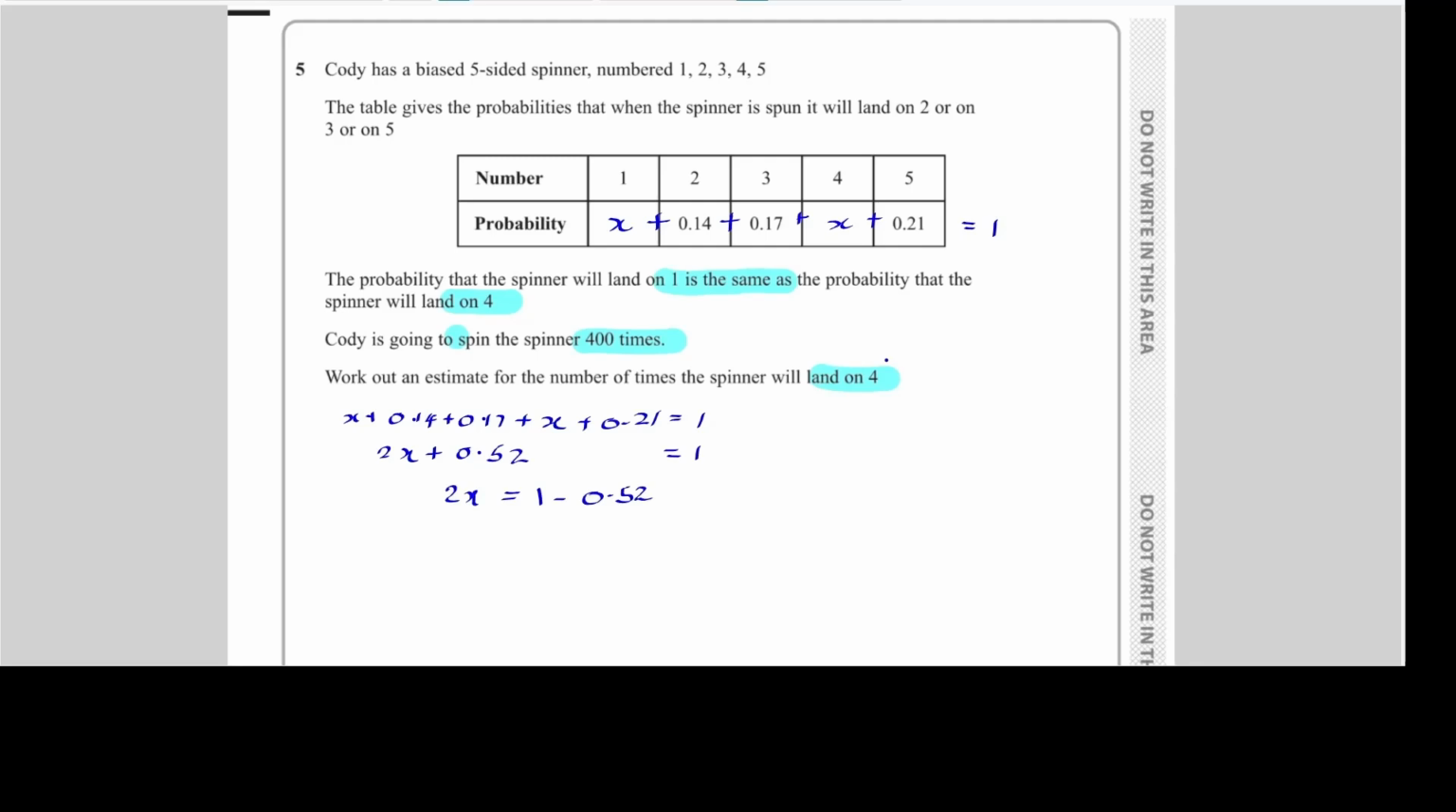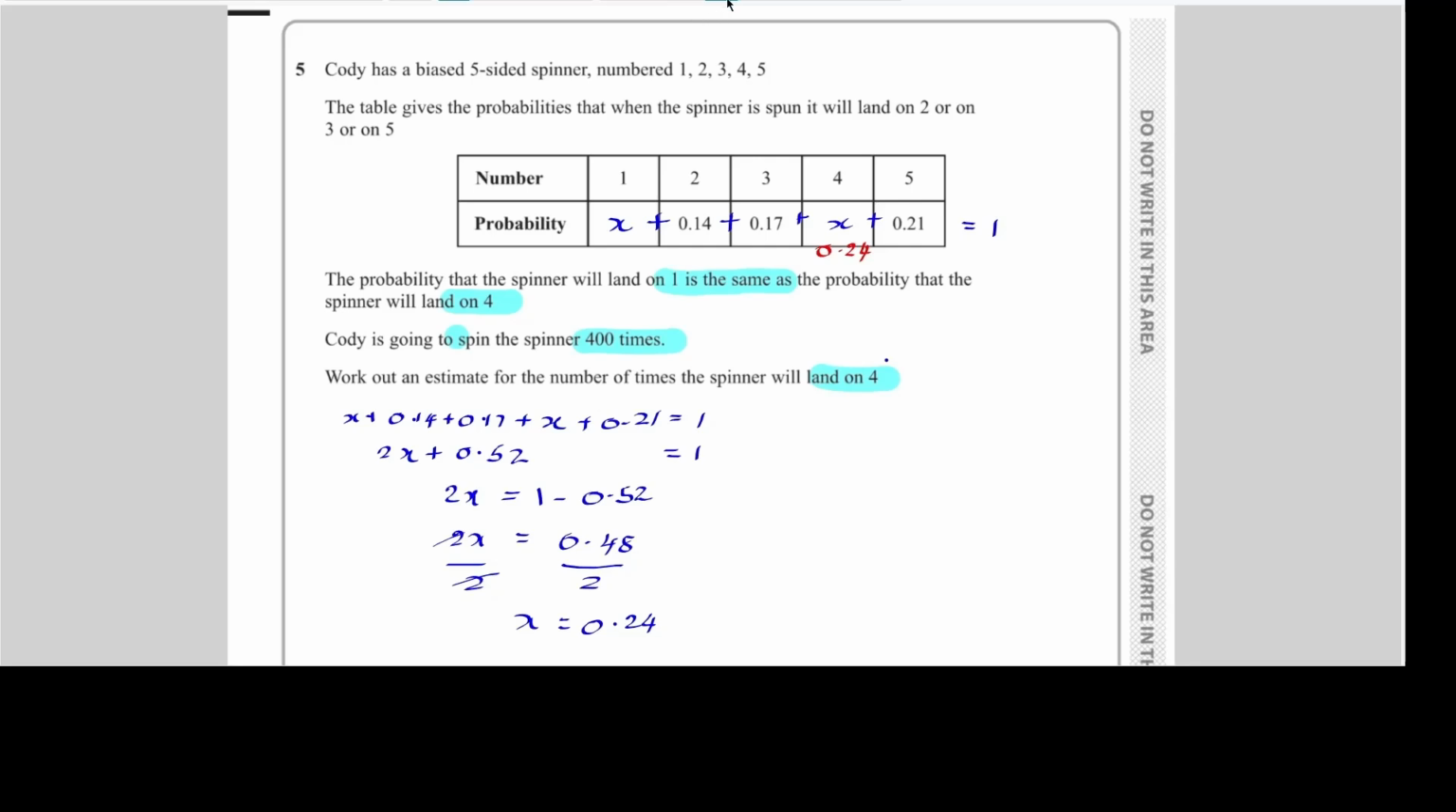1 minus 0.52 equals 0.48, then 0.48 is to be divided by 2. So 2x equals 0.48. Dividing both sides by 2, the 2s cancel out. Then x I am getting as 0.24. Once we divide this one, it becomes 0.24. Then I know that the probability of getting 4, or stopping at 4, is 0.24.